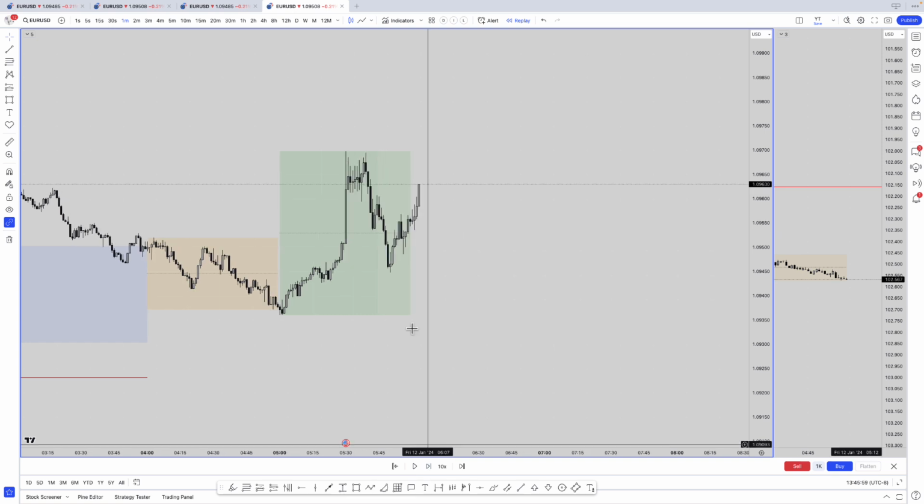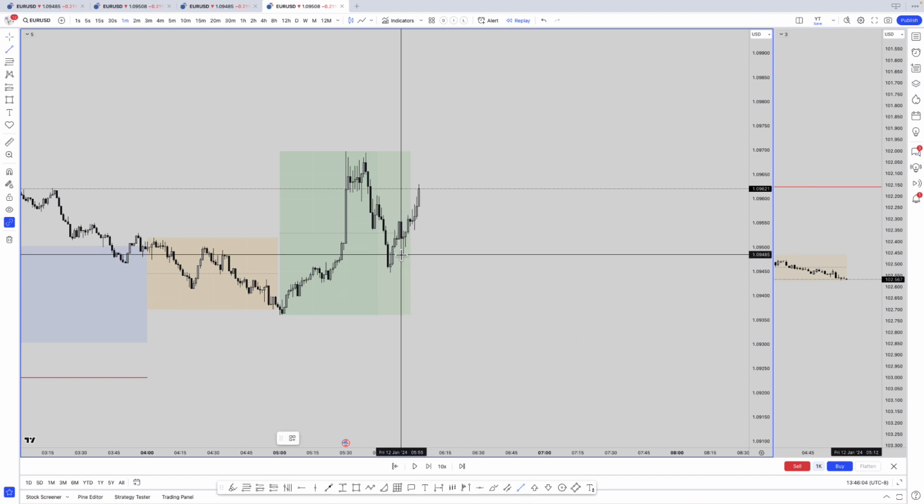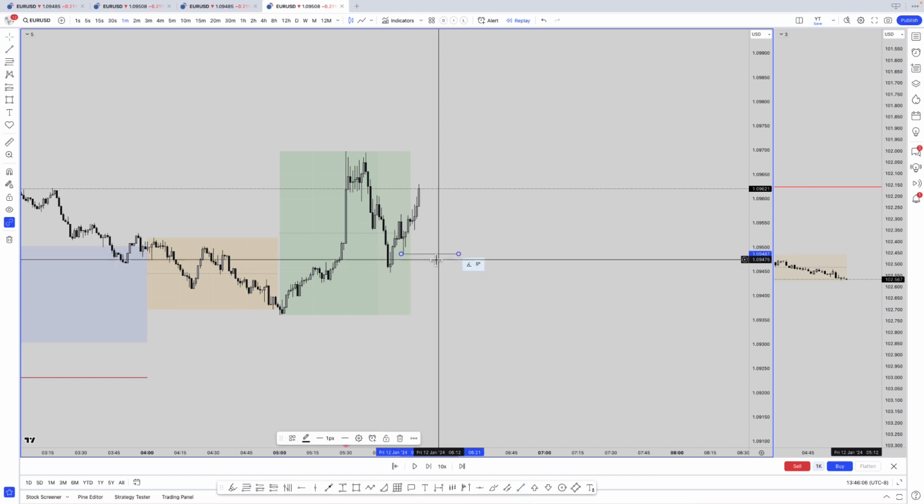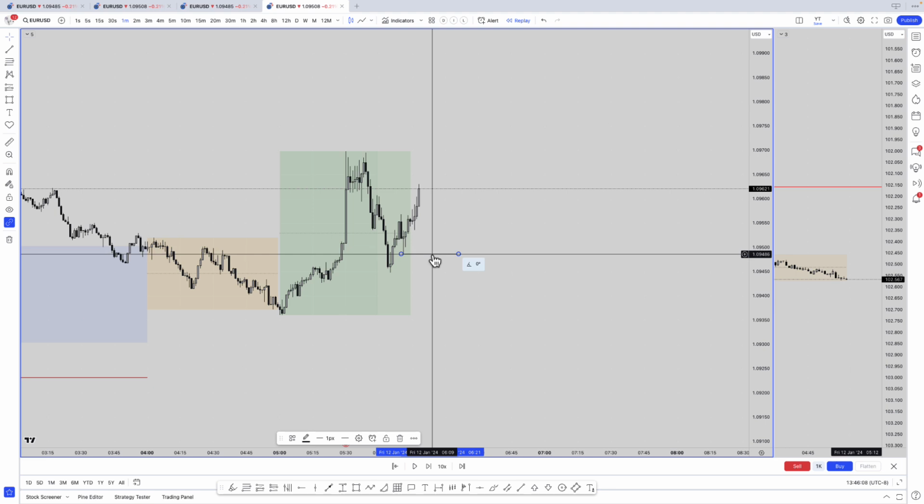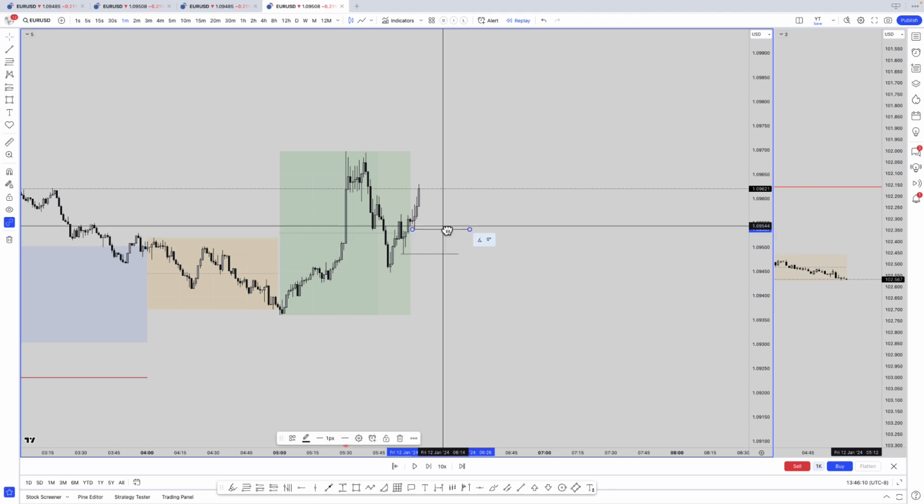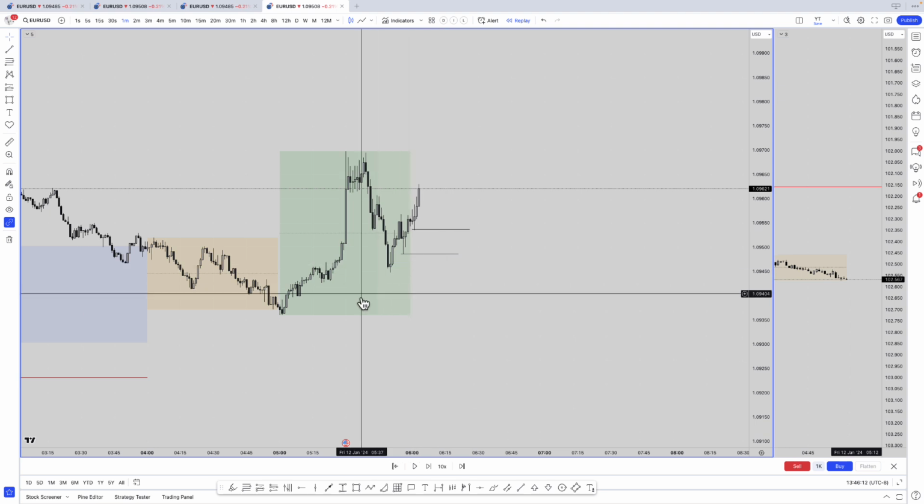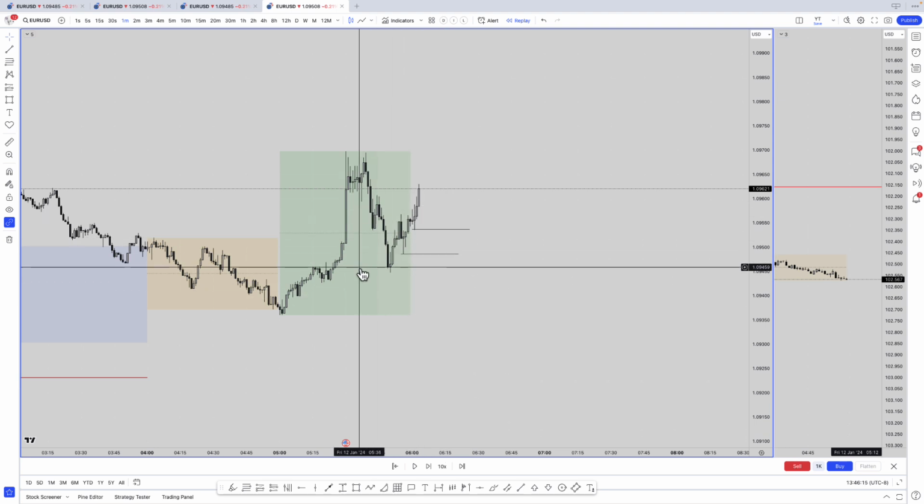And now price is running. We have two levels that we want to see reactions from. The first is that one. The second is that one. Just by the way, price is running healthy and efficiently.